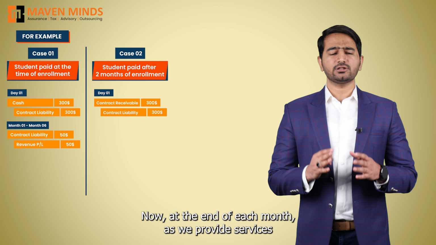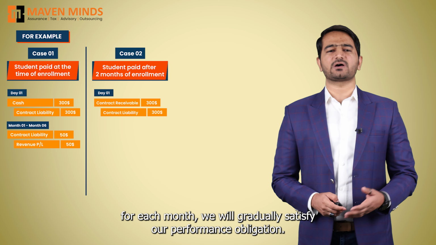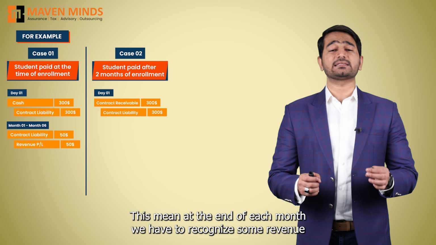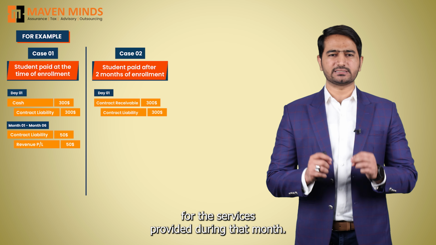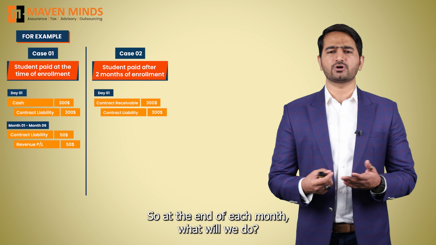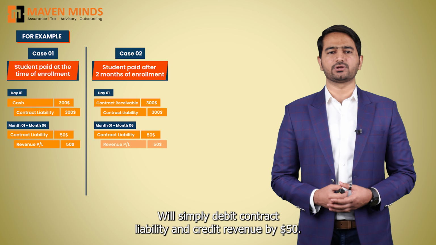Now, at the end of each month, as we provide services for each month, we will gradually satisfy our performance obligation. This means at the end of each month, we have to recognize some revenue for the services provided during that month. So at the end of each month, what will we do? We will simply debit contract liability and credit revenue by $50.